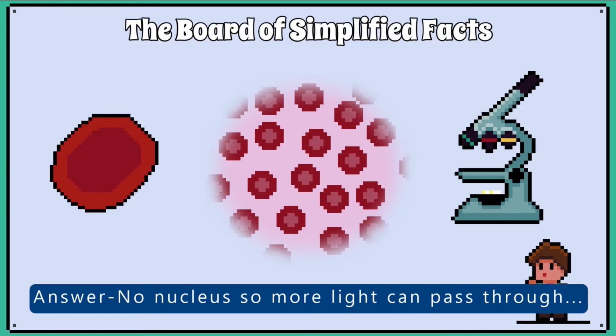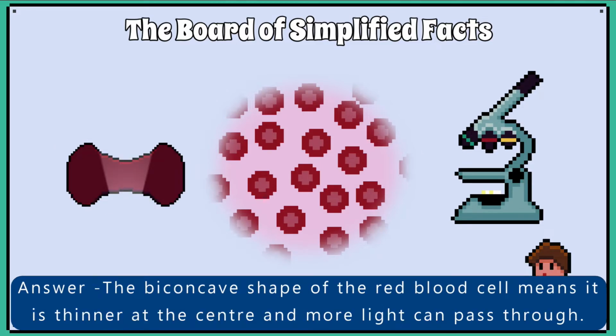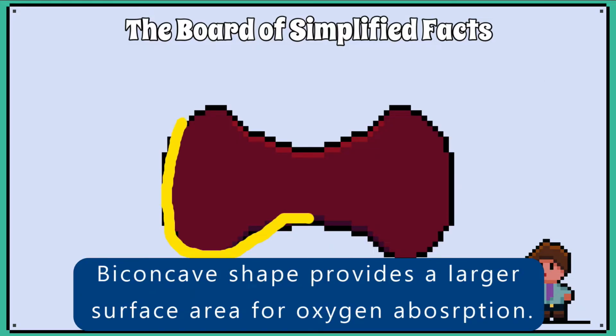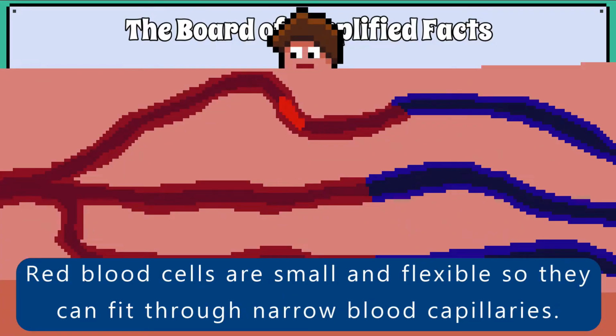You can have either answered it had no nucleus, or that it is thinner at the centre due to the biconcave shape, so more light passes through the centre. Handily, this shape provides a larger surface area for oxygen absorption, and they are flexible and small so they can fit through narrow blood capillaries.